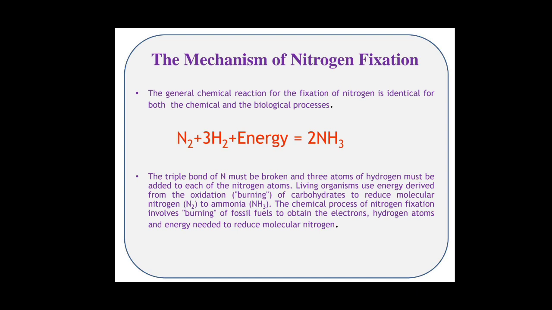Living organisms use energy derived from the oxidation of carbohydrates to reduce molecular nitrogen to ammonia. The chemical process of nitrogen fixation involves burning of fossil fuel to obtain electrons, hydrogen atoms, and energy needed to reduce molecular nitrogen. This is the reaction for nitrogen fixation.